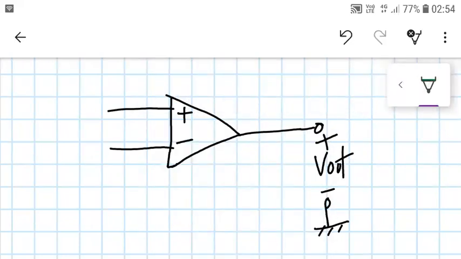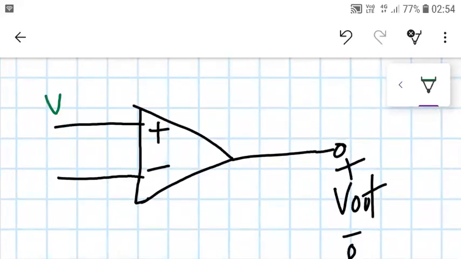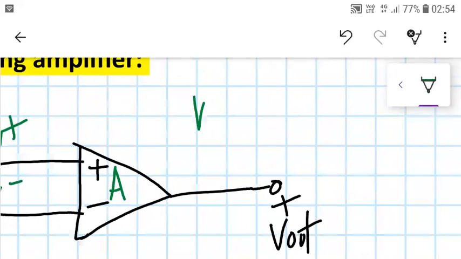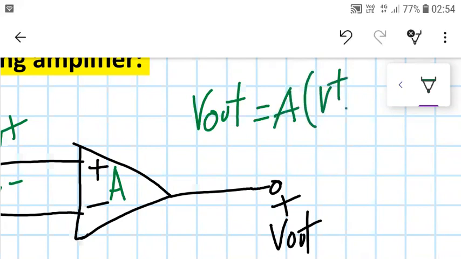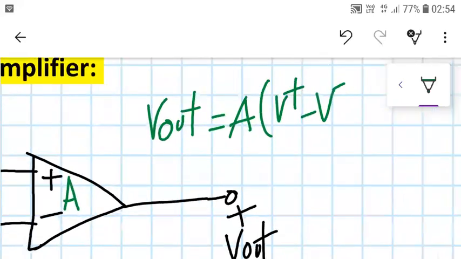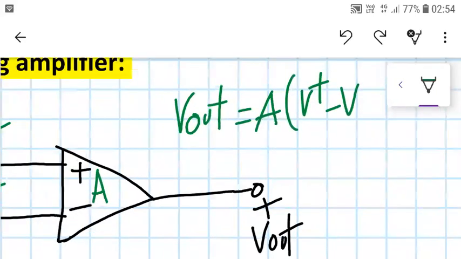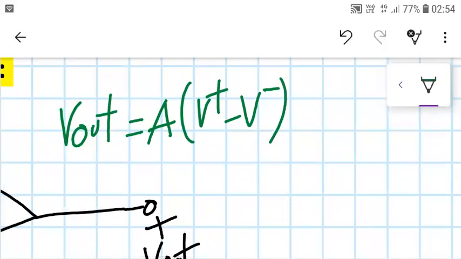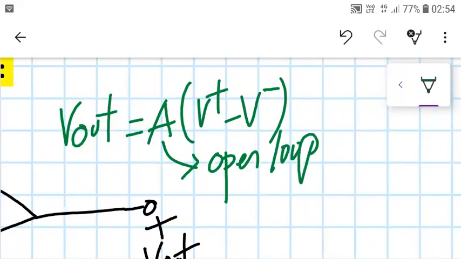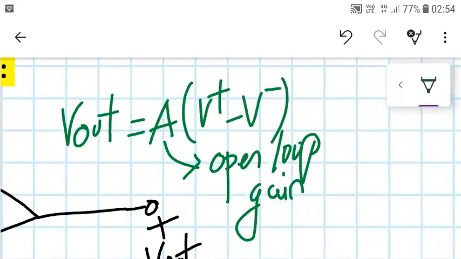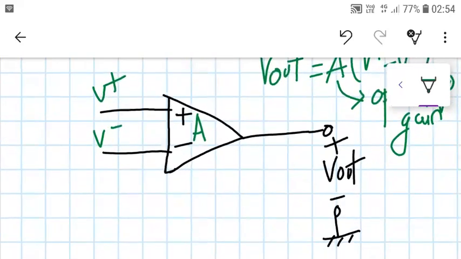So what do we know about the op-amp in open loop configuration? If this is V plus and this is V minus and the gain of the op-amp is A, what will be my output expression? The output expression for the open loop op-amp will be V out is equal to A times V plus minus V minus. We can remember this equation, it's very useful. Here the gain A is called the open loop gain. Let us come back to our circuit and complete it.